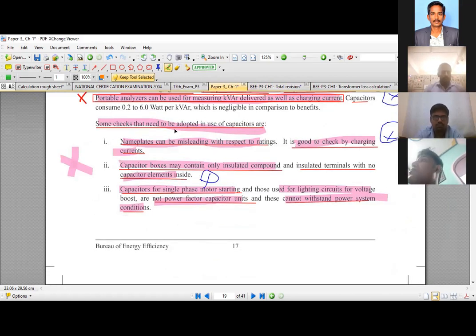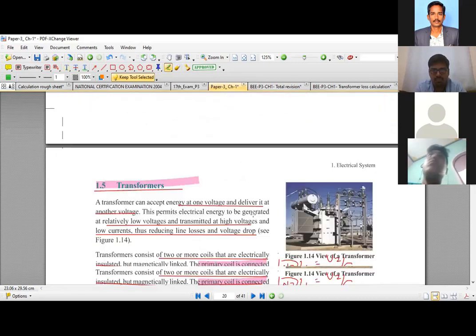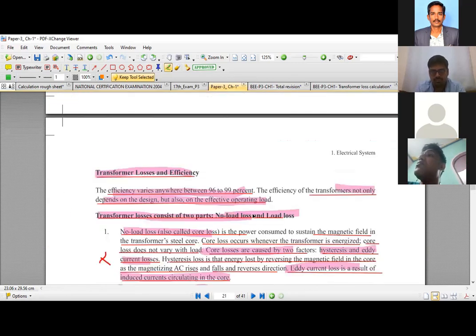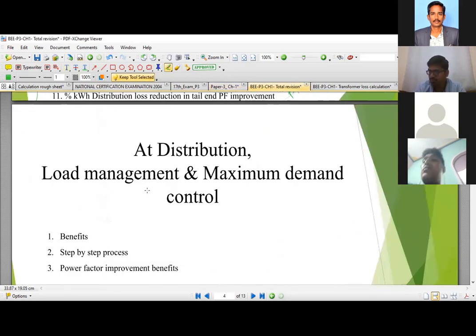Then what you need to consider next: once you are going to purchase a capacitor, you have to see the nameplate details properly, the charging current, and whether the terminal is insulated or not. We have to check everything, open and check. And a single phase motor capacitor, don't use for lighting purpose. This is everything you have to consider. This is a main important capacitor.